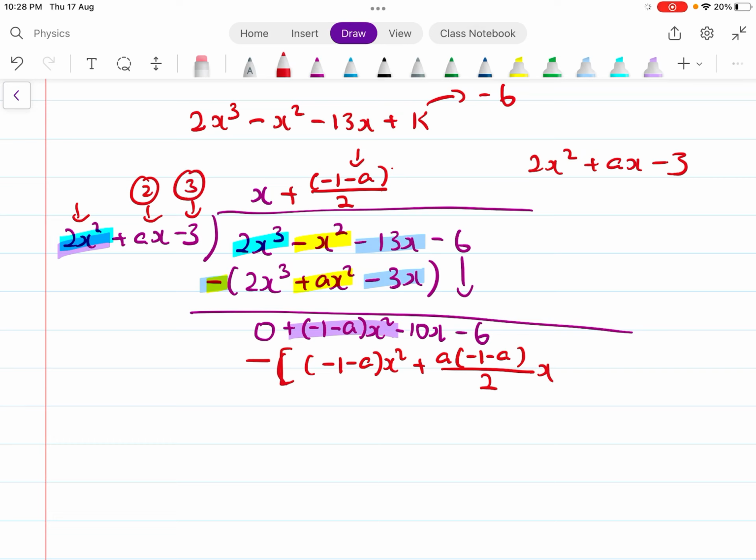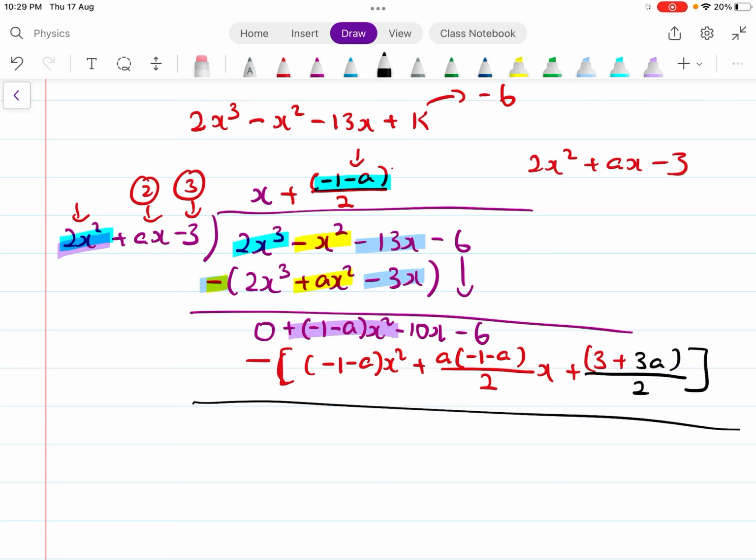Then you times the third term. So minus 3. I multiply the thing inside, so it's 3 plus 3a, because negative 3 times everything that's inside should be positive 3 plus 3a over 2. And then put a square bracket. Okay, so I minus off. So you can see that this thing and this thing is gone. So this is 0. What is left is actually this thing and this thing. And of course, don't forget this thing and this thing.